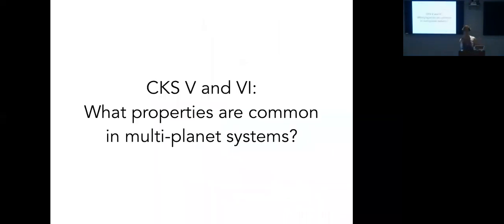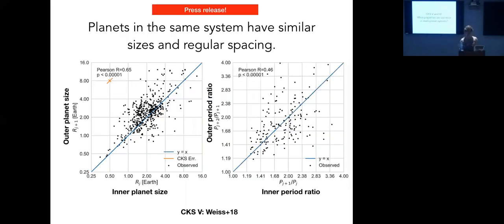But I'm going to transition now to talk about other products from the California Kepler survey. I'm using the CKS sample to explore the demographics of multi-planet systems. So in these systems, we can explore fundamental stellar and planet properties, but we can also compare each planet to its neighbors, allowing us to gain additional physical insight. So just a few weeks ago, we had a press release, and this is a summary slide of my press release for a scientific audience. The punchline is that planets in the same system have similar sizes and regular orbital spacing.